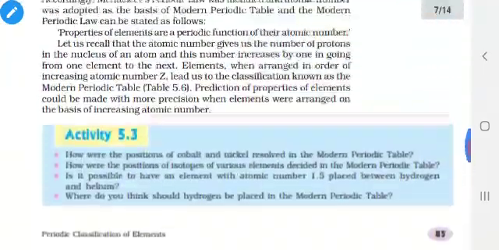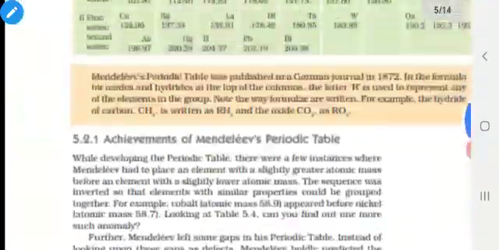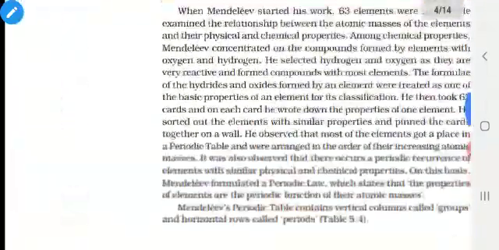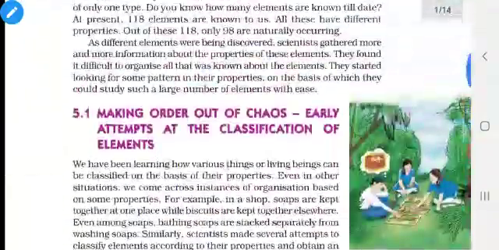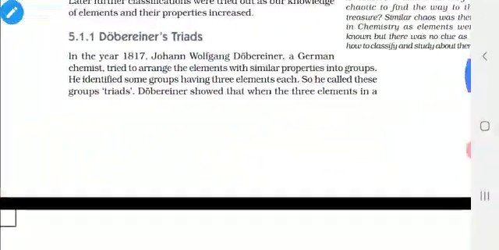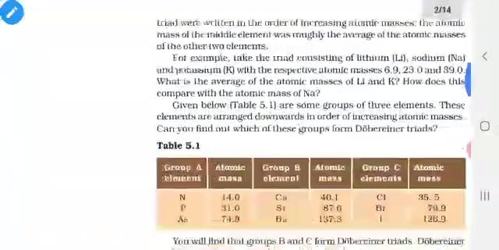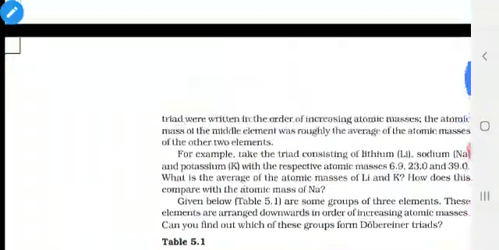Okay, now take the chapter. Come to the chapter. That is, come to page number 79. Okay, come to page number 79.